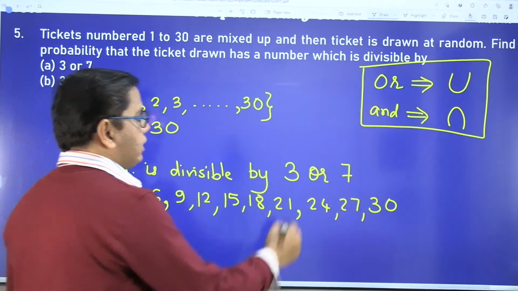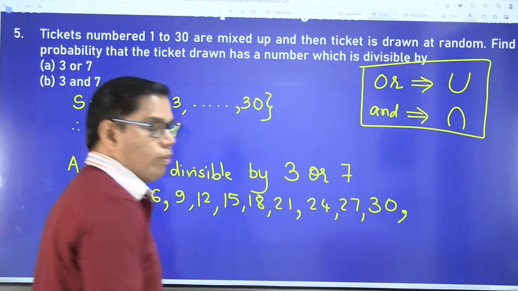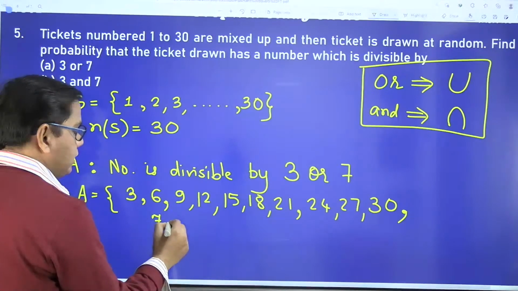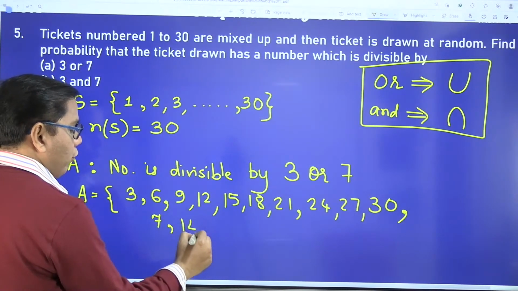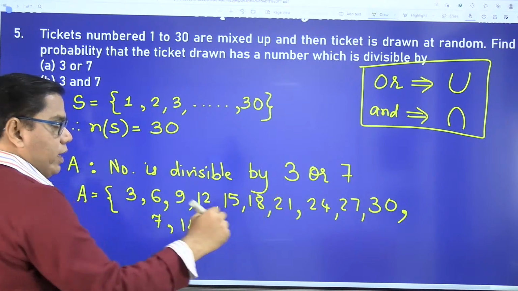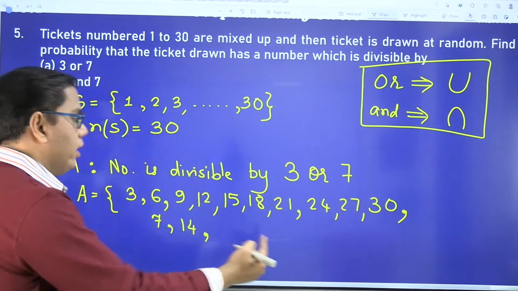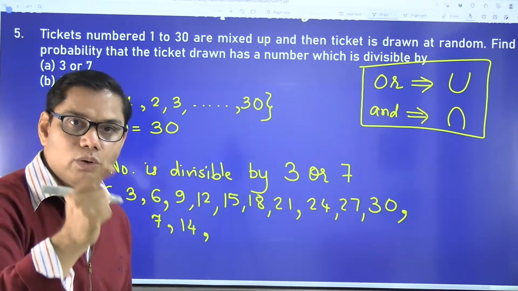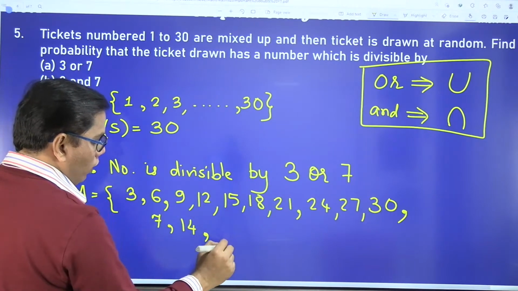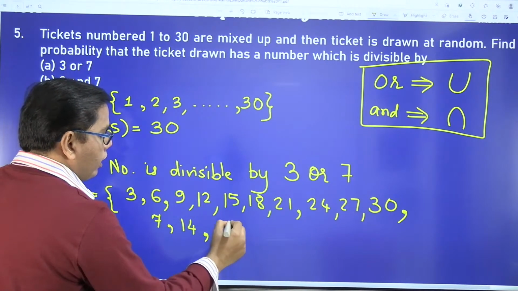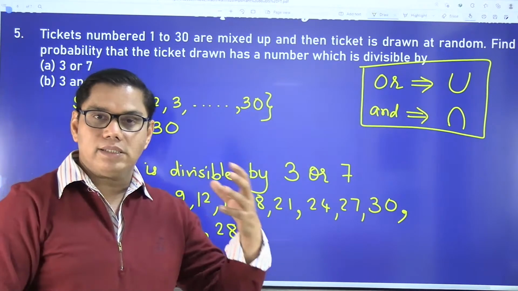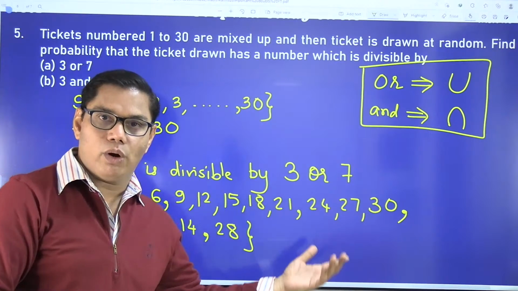Numbers divisible by 7. Okay, 7 can also be included in this set. So 7 into 1 is 7, 7 into 2 is 14, 7 into 3 is 21, but 21 is already taken. So we cannot take a number twice in the set. 7 into 4 is 28. 7 into 5 is 35, but we cannot take 35 because the biggest number on the ticket is 30. We cannot go beyond that.